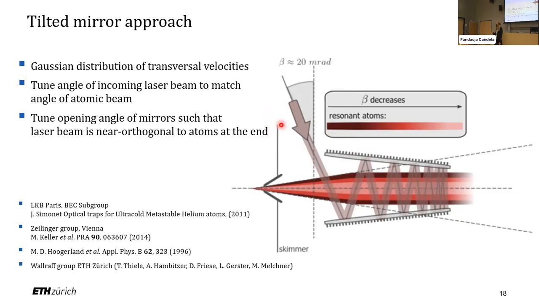In the beginning, we have the biggest angle between our atomic beam and laser beam, so we are resonant with the fastest transversal velocity atoms. Throughout the laser cooling process, this angle decreases. At the end, we are at near right angles, so that we are on resonance with the atoms which are almost collimated. This approach was developed by the Wallraff group at ETH Zürich, which we could thankfully take over.